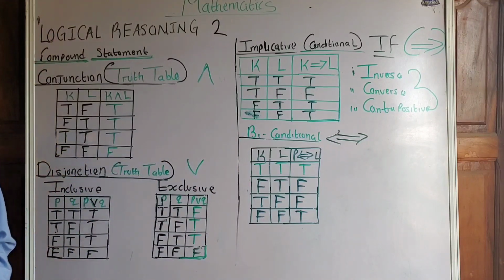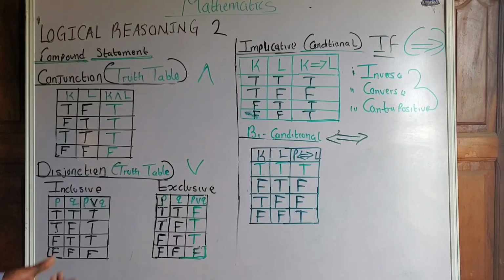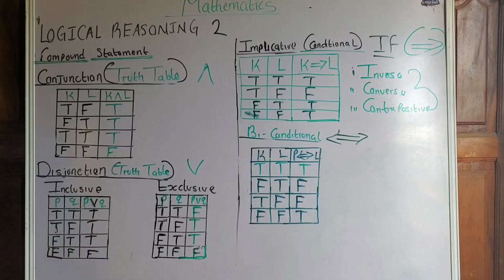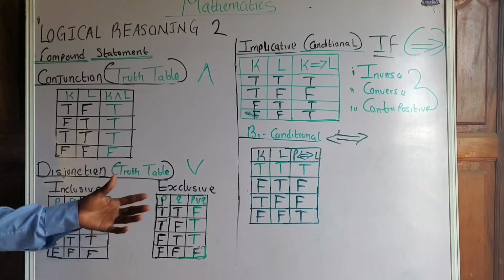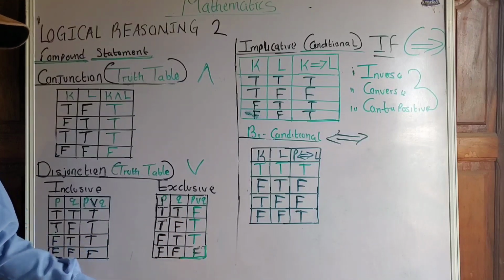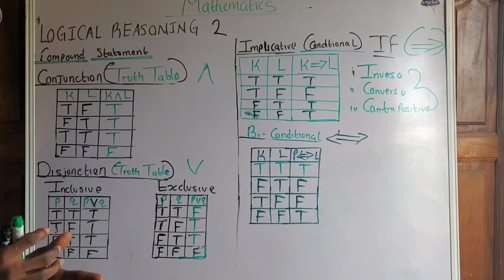Please pay attention. I want to summarize what we've learned so far. In conjunction, this is the truth table. We have a conclusion that is false if both statements are false. In disjunction, these are the truth tables because we can have inclusive disjunction and exclusive disjunction as explained to you earlier. This is the truth table for inclusive disjunction. We only have a conclusion that is false if both statements are false. And for exclusive disjunction, we only have a conclusion that is false if both statements are true or both statements are false. We can only have a conclusion that is true if one of the statements is false and the other true. Do you understand?